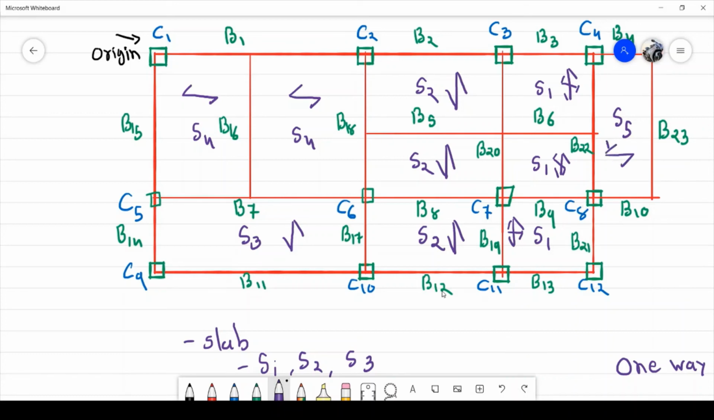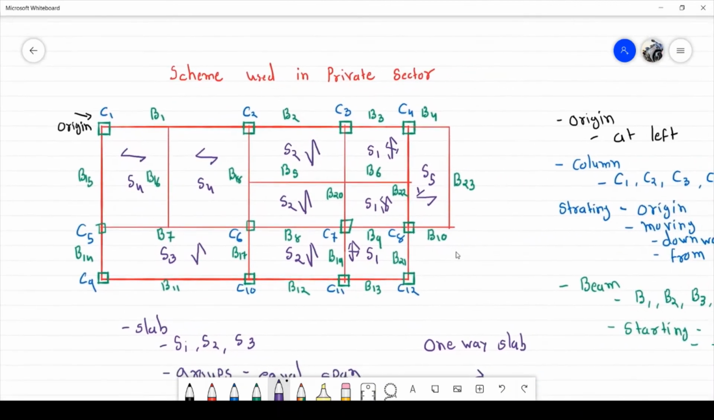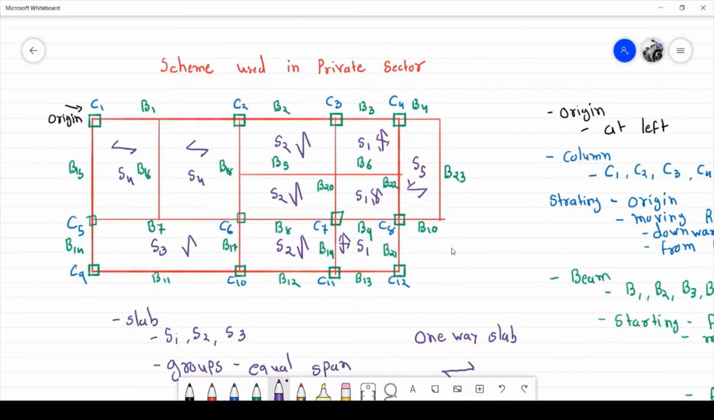Here the structural layout for the scheme used in the private sector is completed. You can see all the naming is completed. I hope you can understand this and learn all the data.